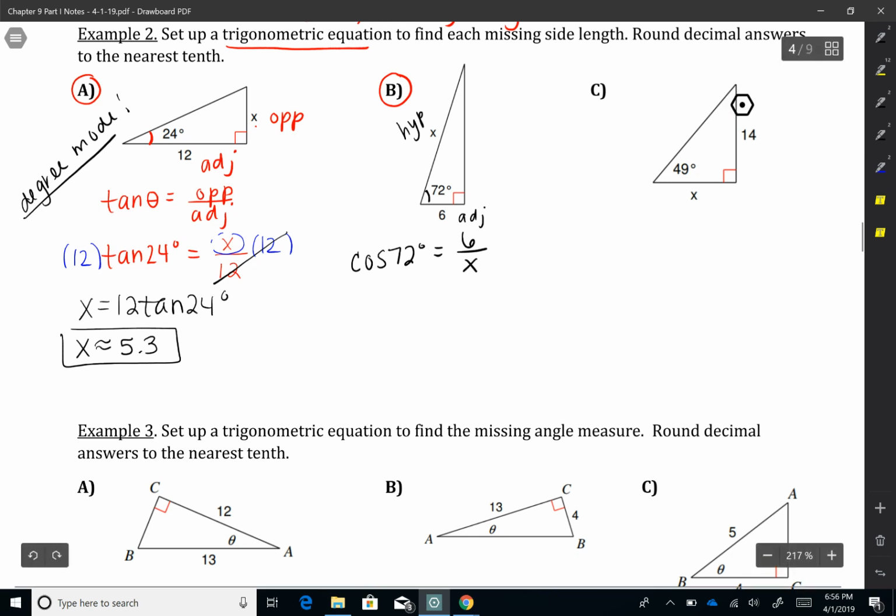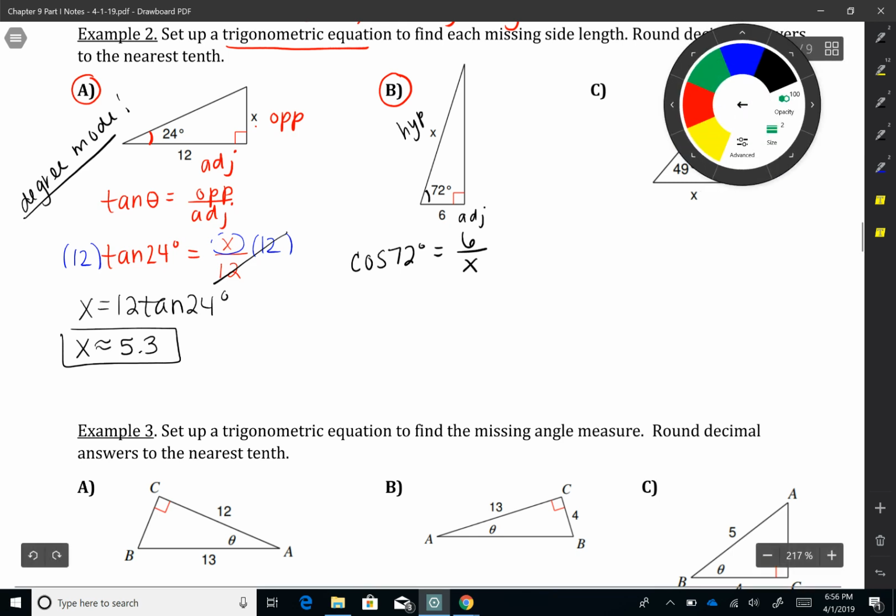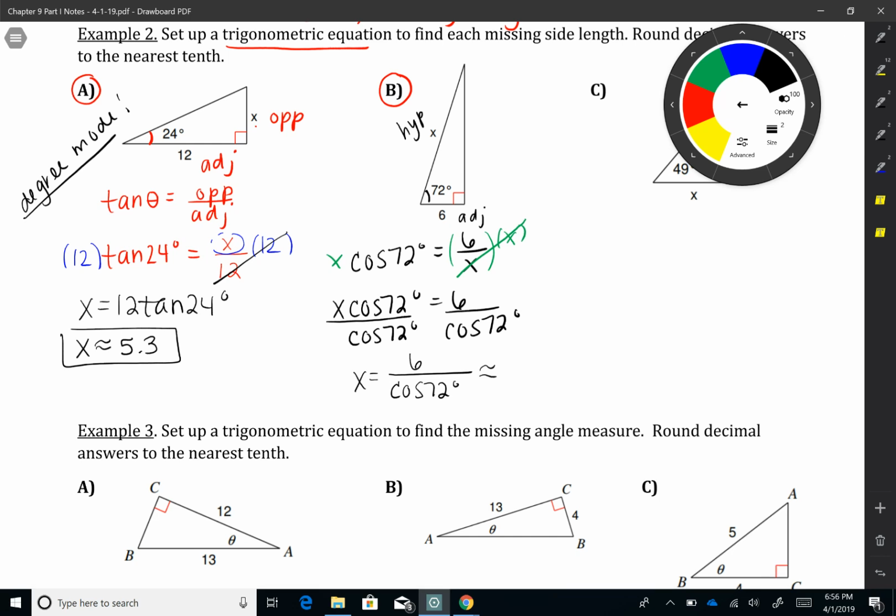Unfortunately, x is in the denominator, so I have a couple steps. The first thing I'm going to do is multiply both sides times x, which cancels the x on the right. But now I have x times the cosine of 72 degrees equals 6. So I need to divide both sides by the cosine of 72. So in your calculator, you are going to type 6 divided by the cosine of 72 degrees. And you are going to round that to the nearest tenth. You should get approximately 19.4.